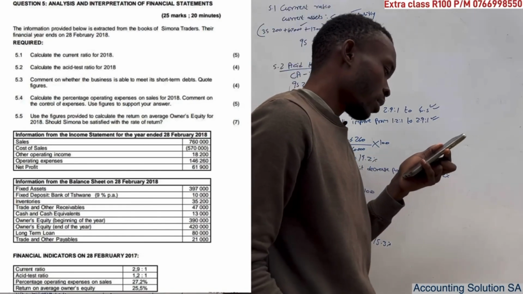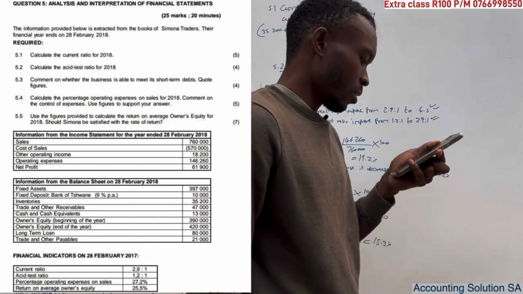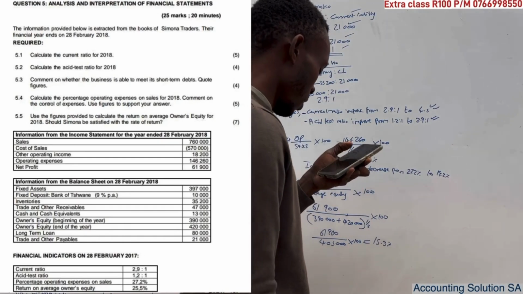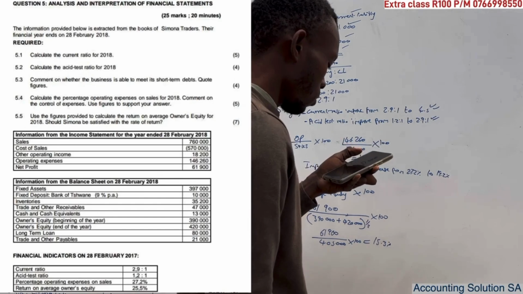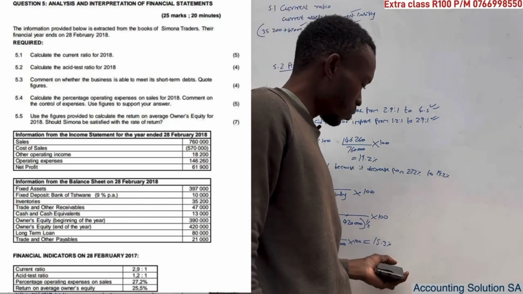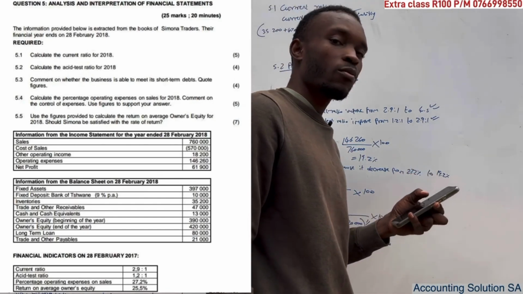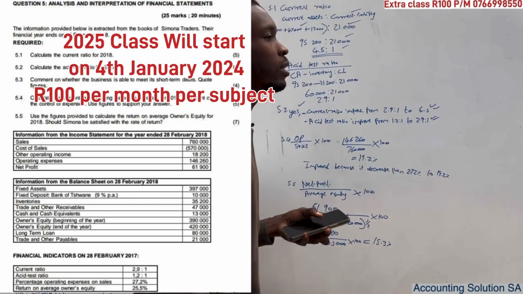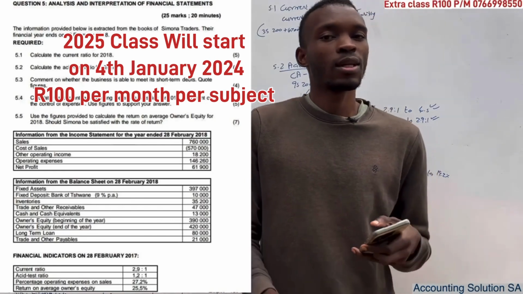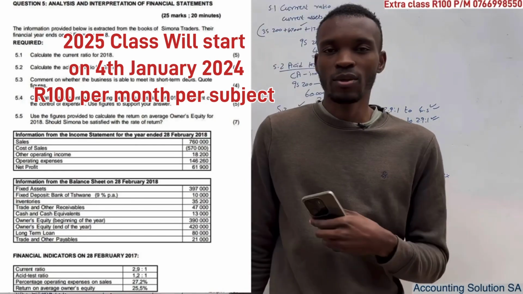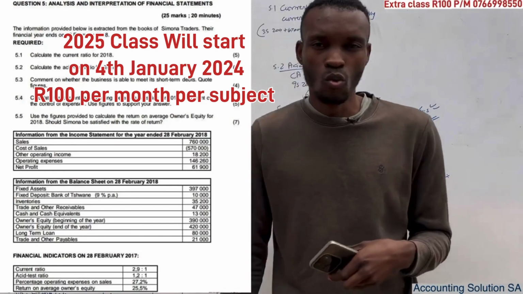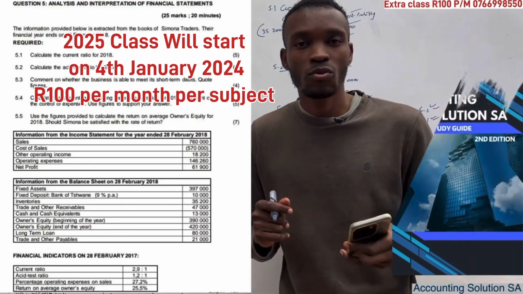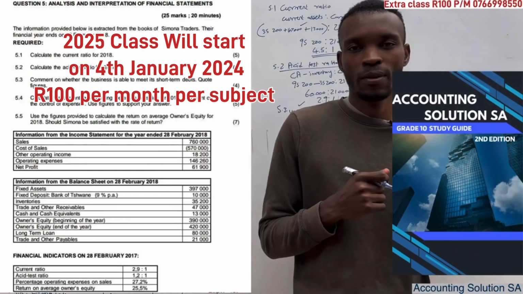Now we have to comment. Should Simona be satisfied with the rate of return? Remember last year the return was 25.5%, which means that now they are at 15%. Last year they were at 25. No, they are not going to be happy about this decline. Imagine you were on 10,000 last year, now they want to pay you 3,000. Obviously it's not going to be good. Shareholders are not going to be happy, or the owner is not going to be happy.